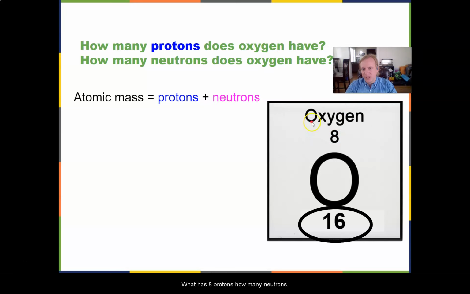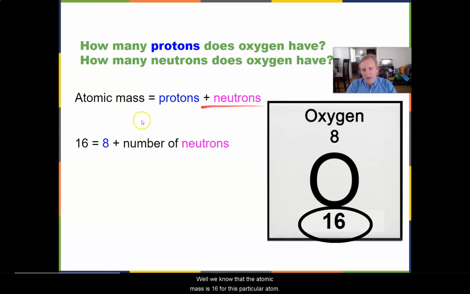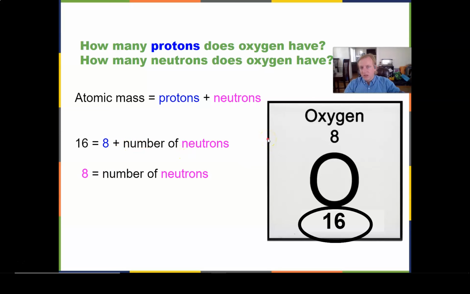We know it has 8 protons. How many neutrons does it have? Well, we know that the atomic mass is 16 for this particular atom. And I've told you that the atomic mass is equal to the number of protons plus the number of neutrons. So it has 8 protons plus the number of neutrons. So we know that 16 is equal to 8 plus the number of neutrons. With just a little bit of algebra, you subtract the 8 across both sides, and you get that 8 is equal to the number of neutrons.